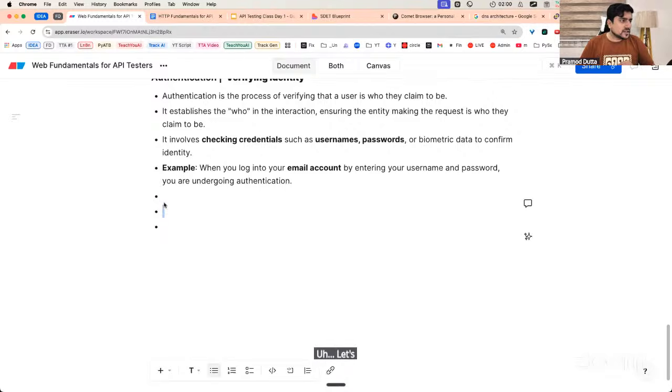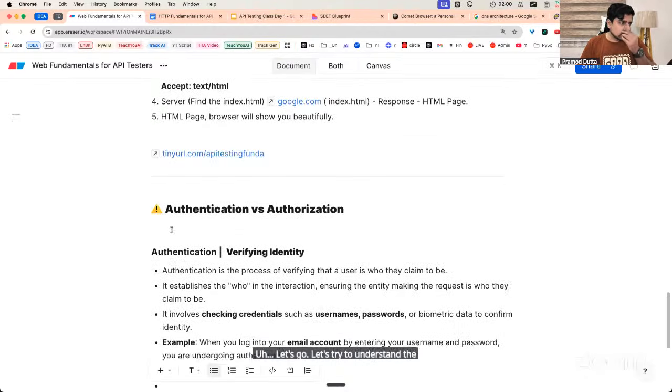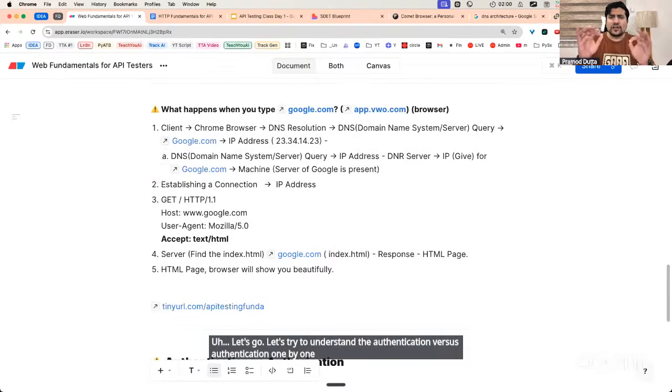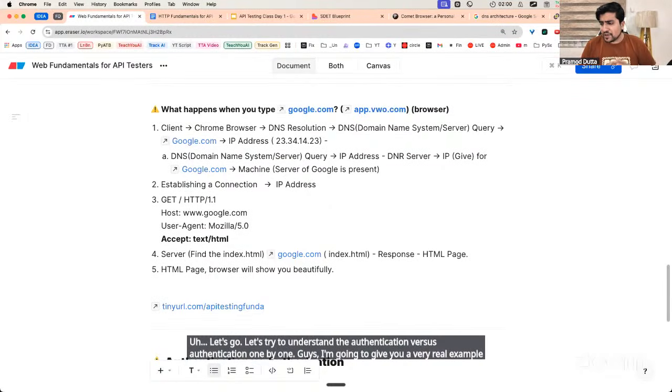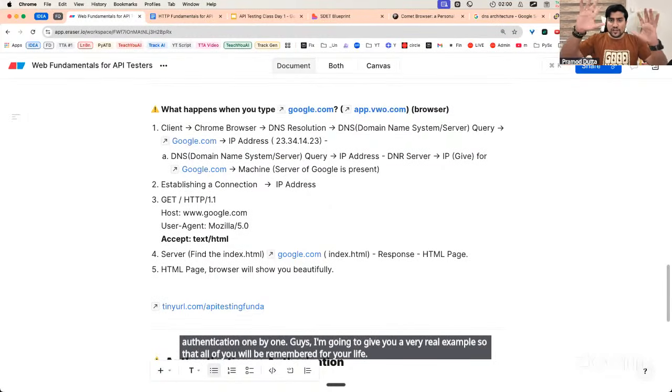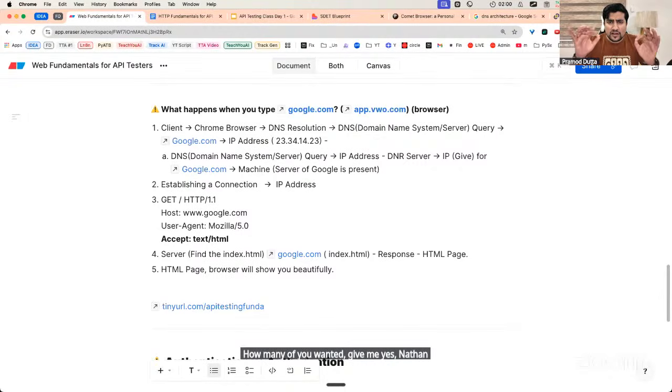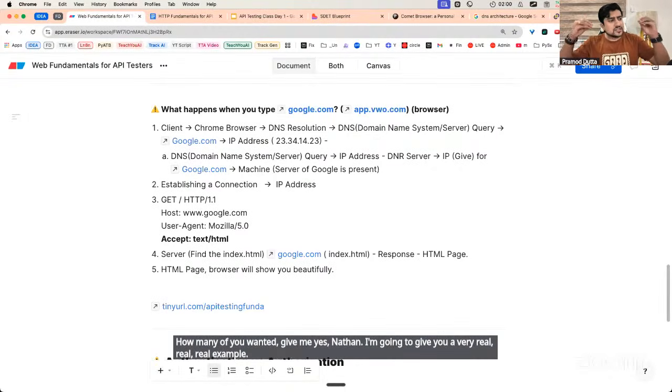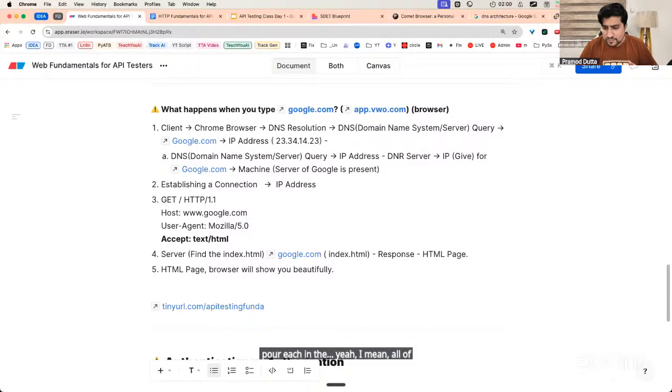Let's try to understand authentication versus authorization one by one. Guys, I'm going to give you a very real example so that all of you will remember it for your life. How many of you want it? Give me yes in the chat. I'm going to give you a very real example, and all of your life you will remember it.